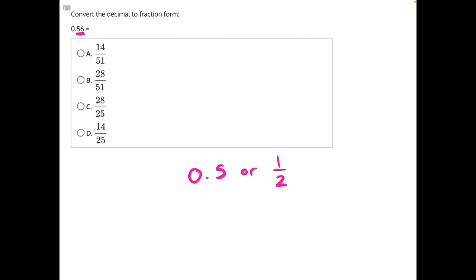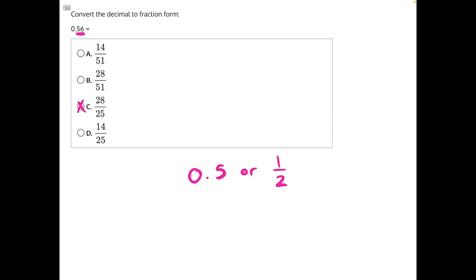If we look at answer choice C, it is actually greater than the denominator itself. Its numerator is greater than the denominator, meaning that we're going to have a mixed fraction with a whole number that isn't present in our original number. So we can eliminate answer choice C.